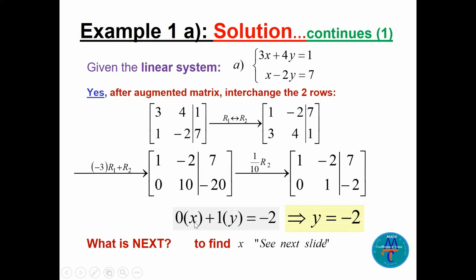0x plus 1y equals minus 2. When you simplify all this, you get y equals minus 2. So I found half the solution. Now what is next? To find x.